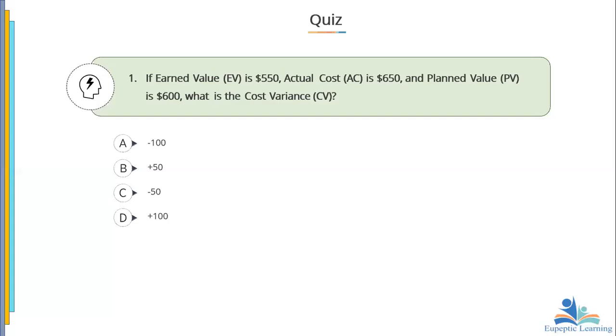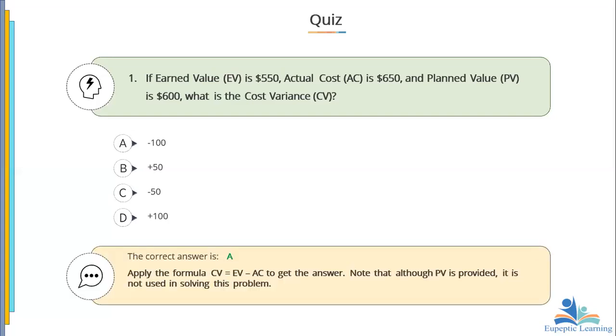So here you have to calculate the cost variance. To calculate the cost variance, knowing the earned value and then the actual cost, what should we do? Exactly. Cost variance is earned value minus actual cost. So 550 minus 650 gives us a minus of 100. So exactly, answer A is right.